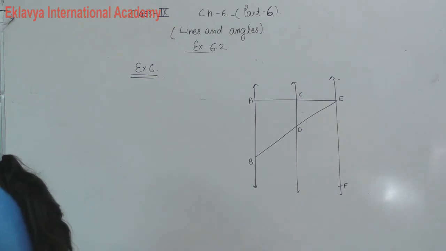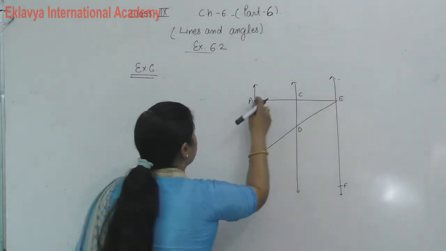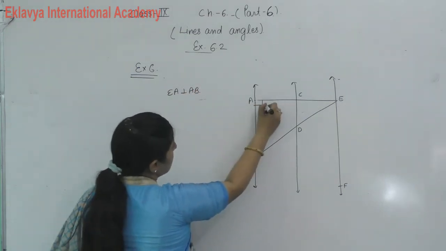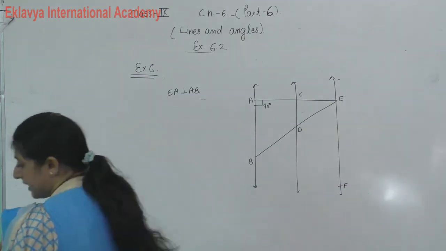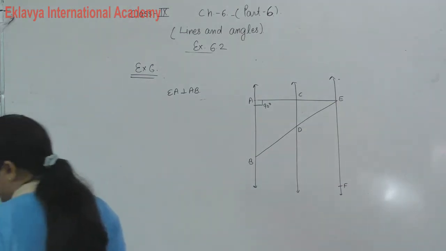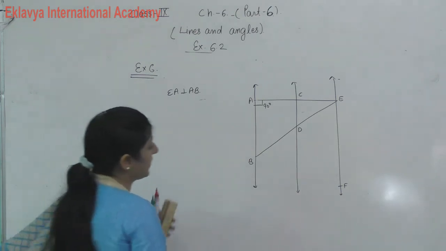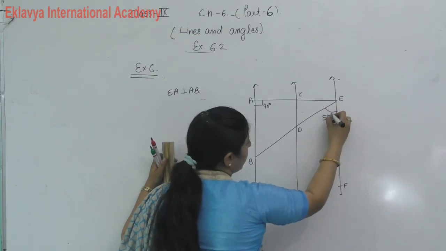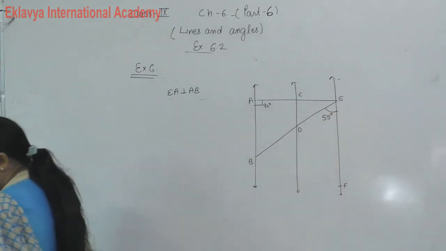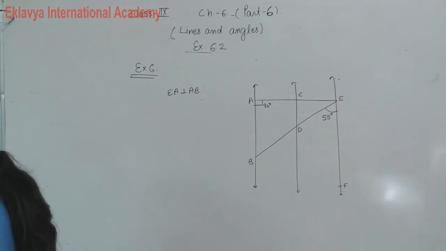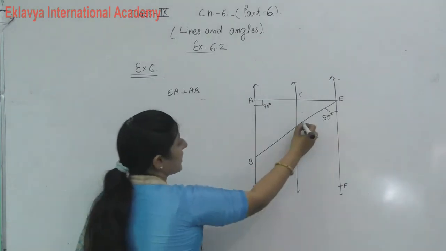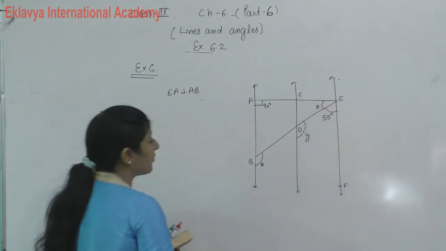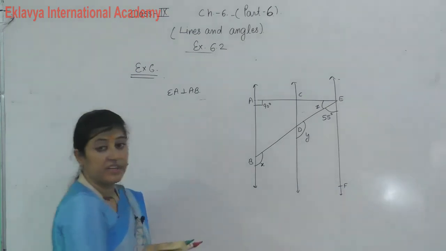It is given to you that EA is perpendicular to AB. It means this angle is 90 degrees. Next, angle BEF is equal to 55 degrees. Next, find X, Y, Z. This one angle is Y, this one X, and this one is Z. We have to find out the X, Y, Z values in this figure.